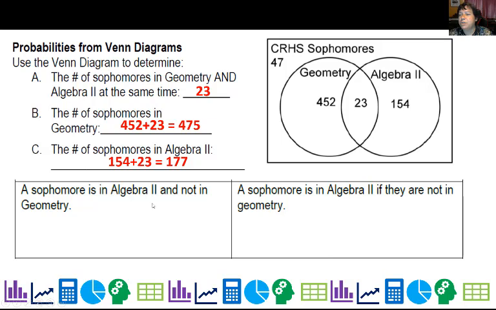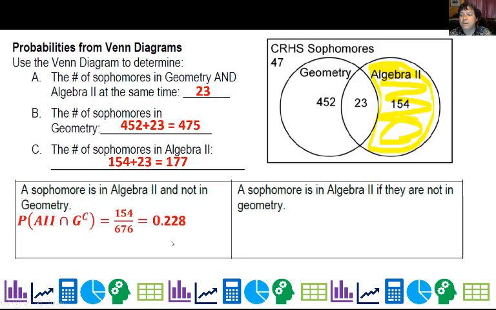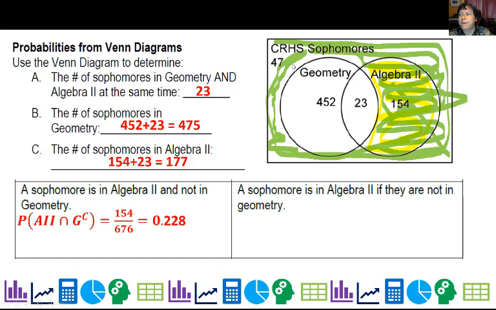A sophomore is in algebra 2 and not in geometry. So that would be these students right here. I don't have the 23 included because those are in geometry and I don't want them to be. So it'd be 154 out of 676. A sophomore is in algebra 2 if they are not in geometry. So that would be any of these sophomores right here. We don't want to be in geometry. So how many of those are in algebra 2? 154 out of, adding those two up, which is 201. About 75% of sophomores are in algebra 2 if they are not in geometry.